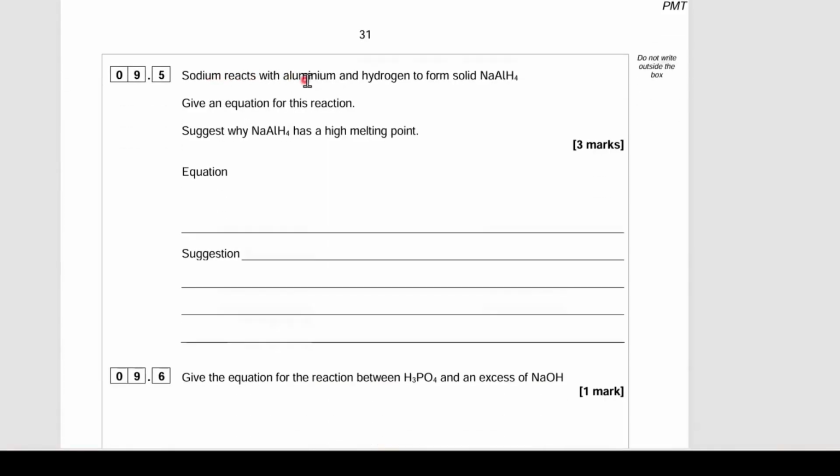Okay, 9.5. Sodium reacts with aluminium and hydrogen to form solid sodium aluminium hydride. Give an equation for this reaction. Suggest why that has a high melting point. So what is the equation for this reaction? Sodium, still in pink, plus aluminium, plus 2H2, and that is going to go to NaAlH4. And that should get us a mark. That is the ugliest looking thing I've ever seen, but never mind.